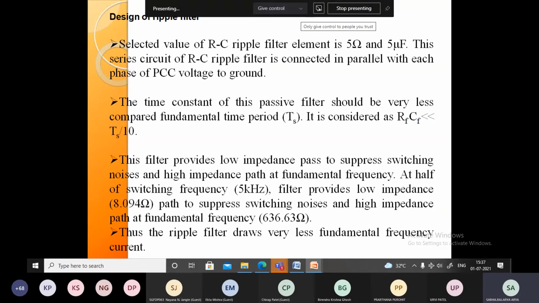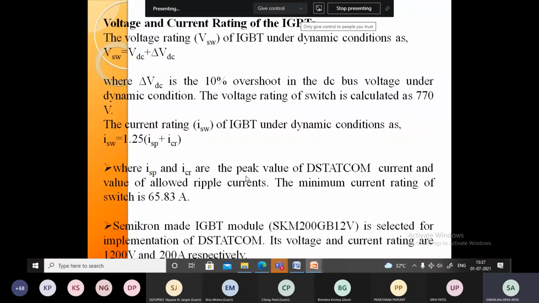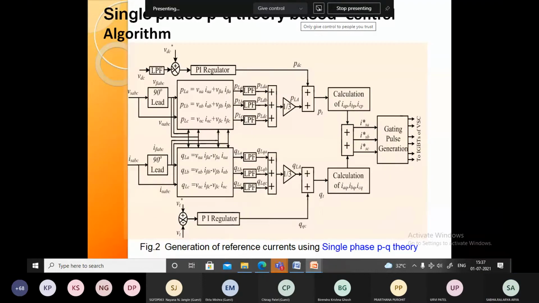And the time constant, how can we select? The time constant of this passive filter should be very small compared to the fundamental time period, that is R F into C F very less than TS by 10. Based on this one we can design. Now you can see the switch rating. Whatever DC bus voltage is there, plus 10% ripple you can take. This is a rough guideline, but you can take at least 1.5 times. Current, we can take 1.25 into peak value of supply current plus ripple current. Based on that we can calculate.